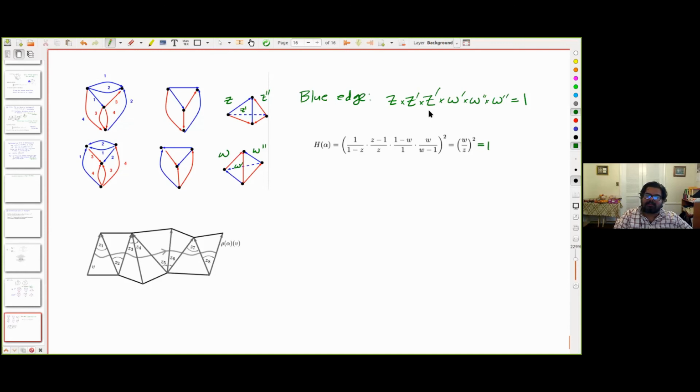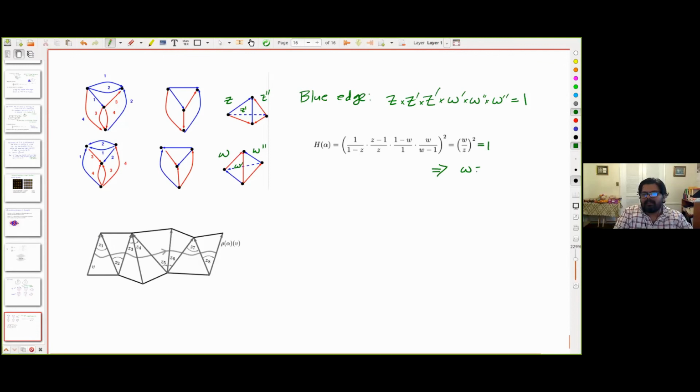So now you have two equations and two variables, so we should be able to get a discrete solution. Well, here is the solution. We can just compute it. This actually implies that W is equal to Z. All right, so we have W is equal to Z.